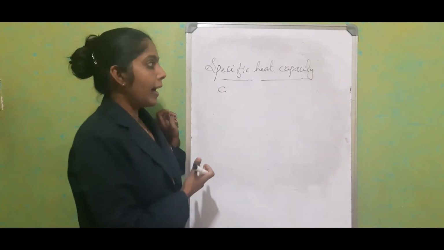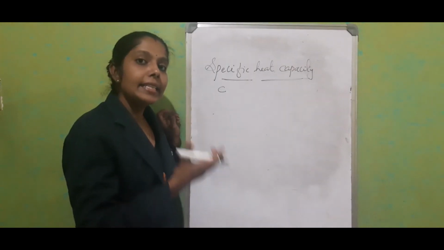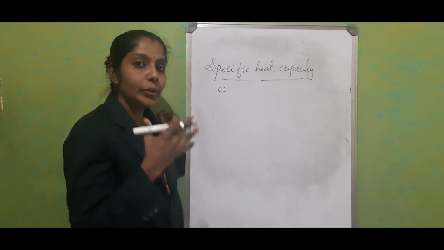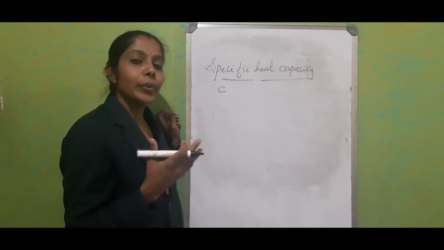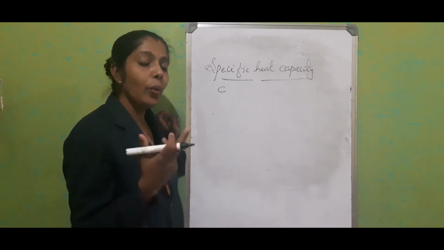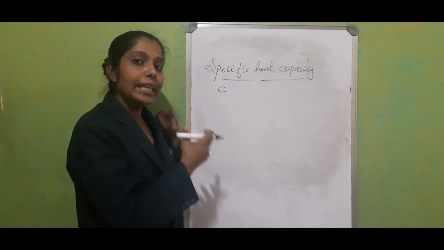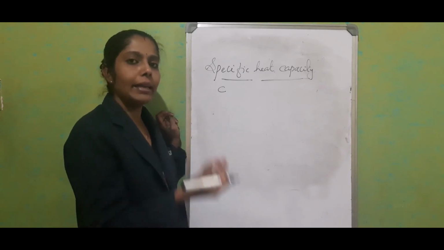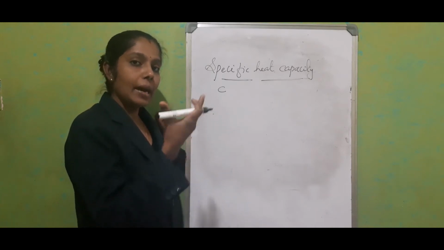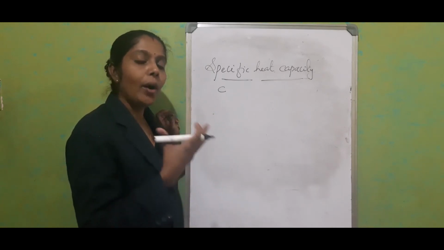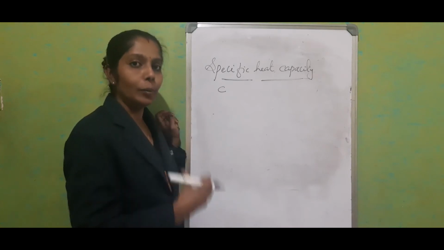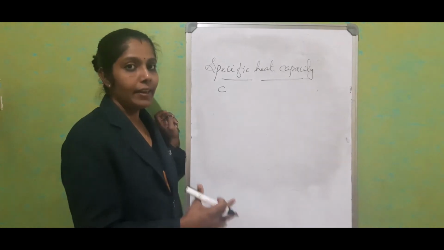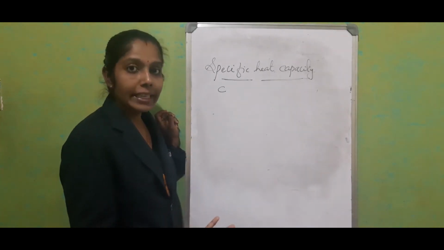So we can define specific heat capacity. It is the amount of heat energy required by a unit mass of a substance to increase its temperature through 1 degree Celsius. So it is the amount of heat energy absorbed by unit mass. It can be 1 gram or 1 kilogram. It is the amount of heat energy absorbed by a unit mass of an object to increase its temperature through 1 Kelvin or 1 degree Celsius.